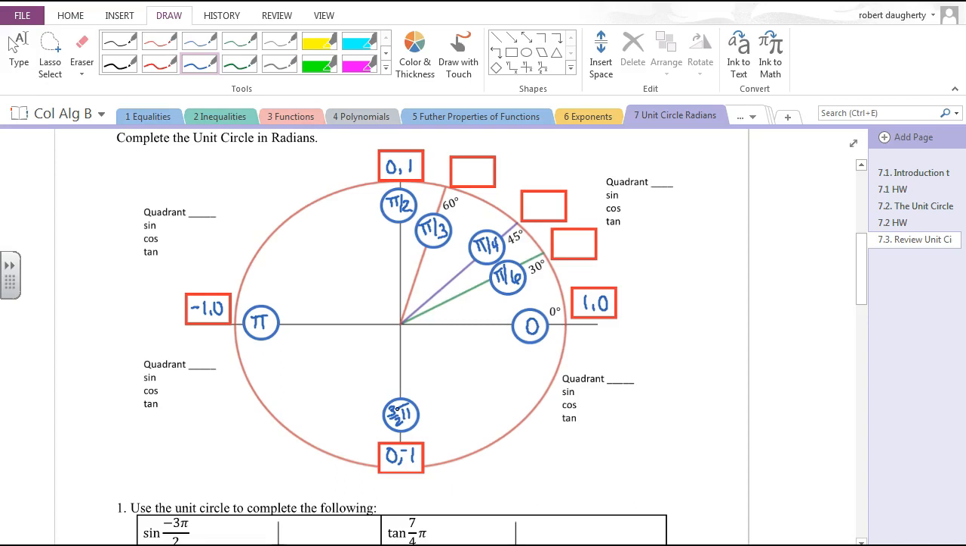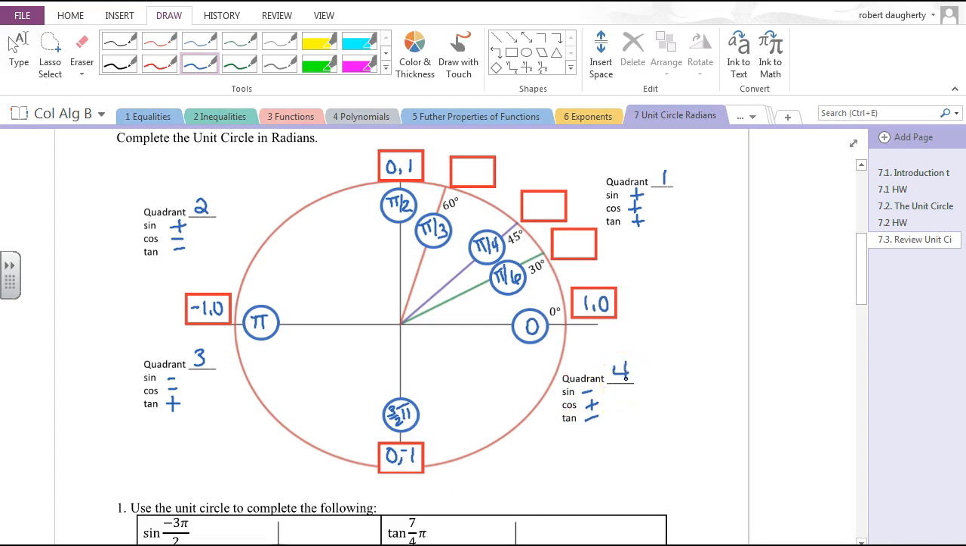And then what are the signs of all the functions? Everything is positive in quadrant 1. Only the sine is positive in quadrant 2. Only the tangent is positive in quadrant 3. Only the cosine is positive in quadrant 4.